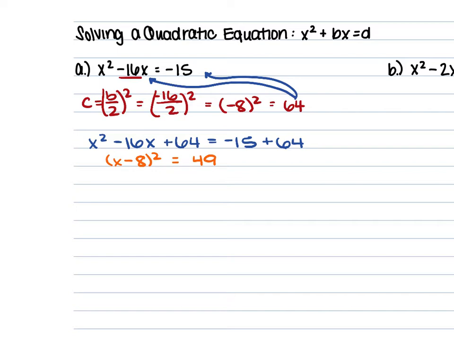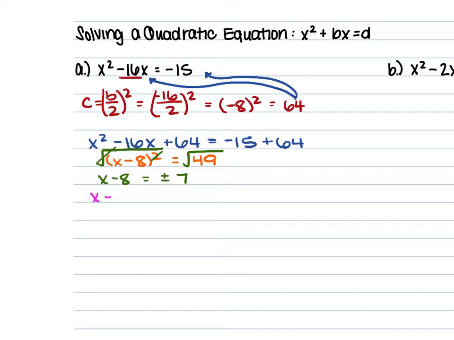You got to get rid of that squared, or that 2 as a power on the x minus 8 first. So take the square root of both sides. We get x minus 8 is equal to plus or minus 7. Remember, when you take the square root of both sides, you got to put that plus or minus in front of your answer. From here, we separate this into two equations and solve for both.